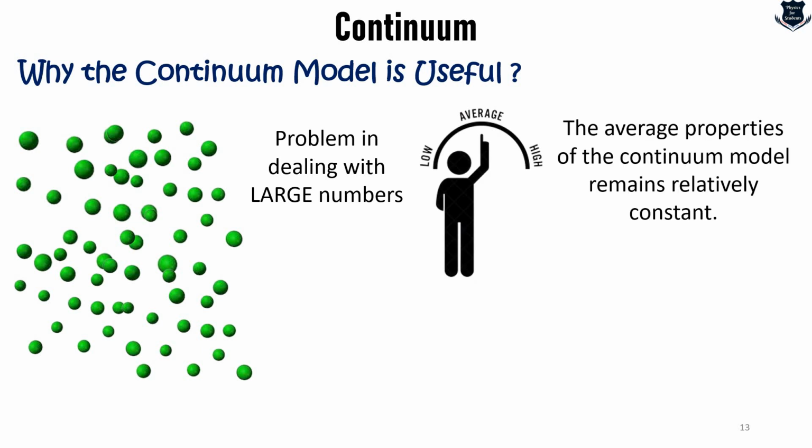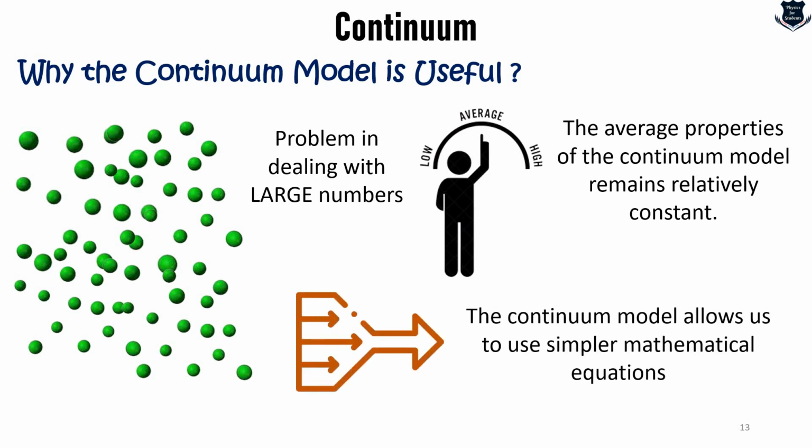Also, if you consider the average properties, in the continuum model they remain relatively constant. What does that mean? It means that things will be much easier to calculate. Constant things are obviously easier to get, and that is why the next point is that the continuum model allows us to use simpler mathematical equations. If I take a very large number of gas atoms and molecules, then we can use the continuum model, assuming these things to be smooth without any jumps. The average properties remain constant and the mathematical equations become easier.